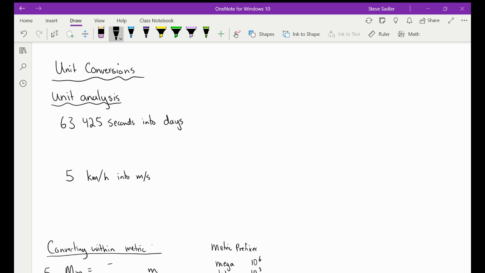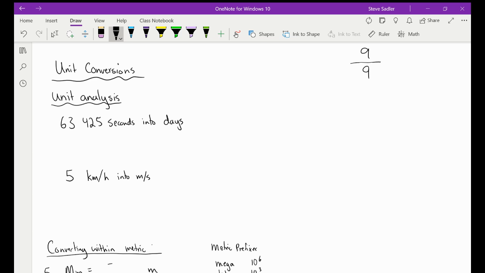Unit analysis is all about following the units, right? And canceling units. So it all comes down to the idea that if in a fraction, you have 9 over 9, anything over itself cancels, right? Reduces to 1. So we are going to use this idea when we do unit analysis. So the first question, I will show you how we're going to get it done here.